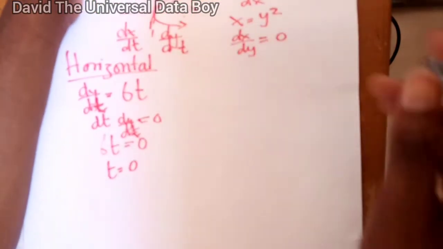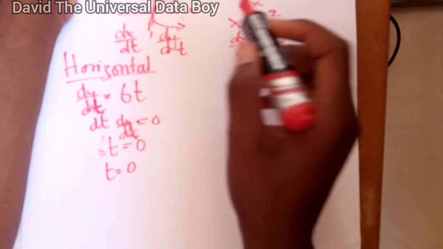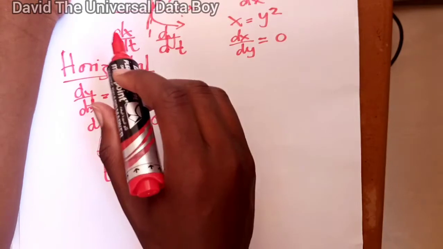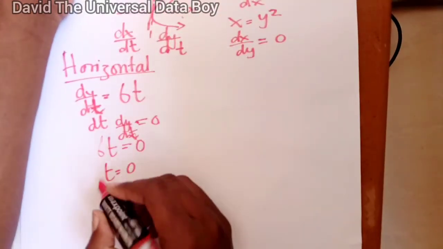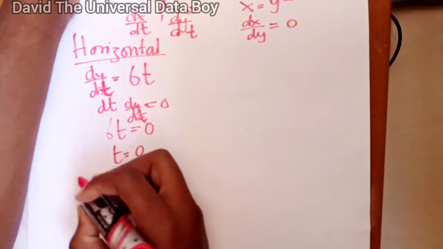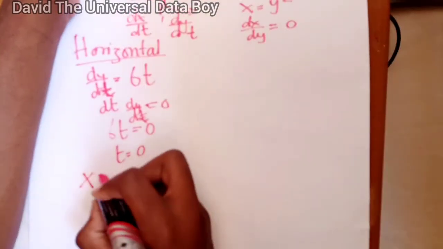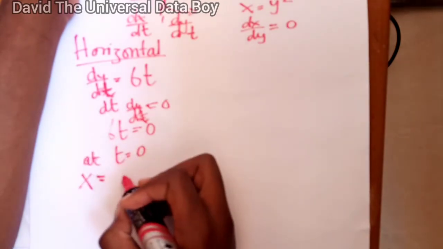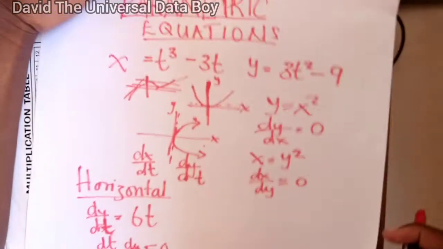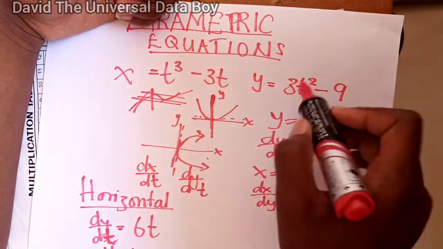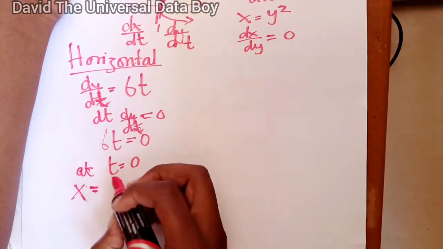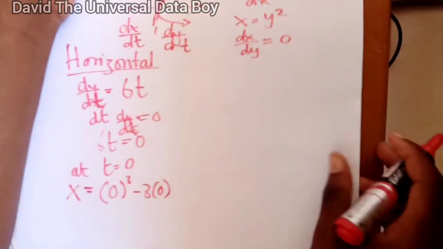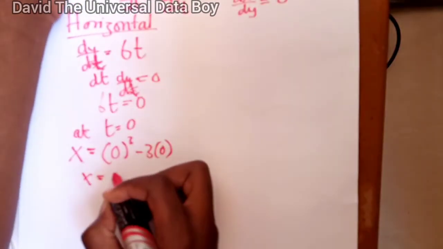So now when graphing, we're going to be graphing with x and y. So now we need the coordinates where the horizontal tangent is. So now the coordinates will be given by our x coordinate and our y coordinate. And now the x coordinate, so you find our x at t is equal to 0. Well, when you look at the function, x will just be 0 as well. But then let's solve it for the sake of solving: 0 cubed minus 3 times 0. So your x coordinate is going to be equal to 0.